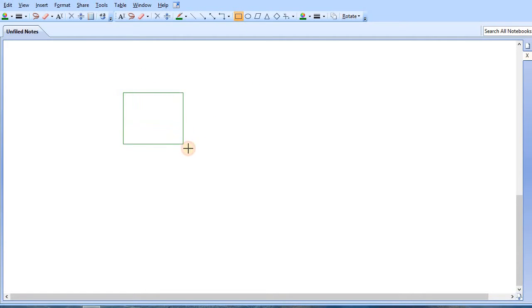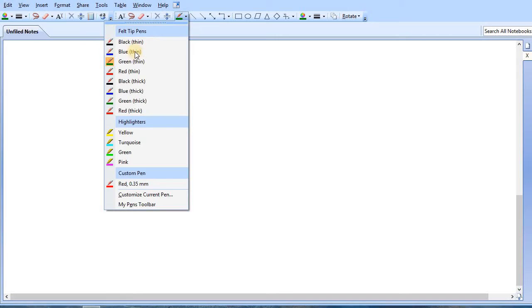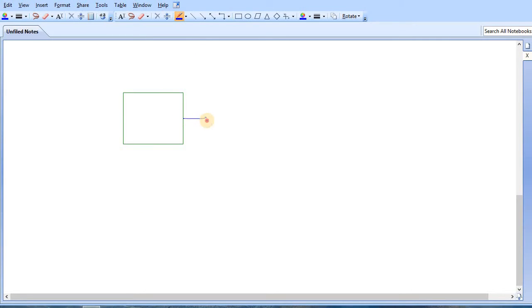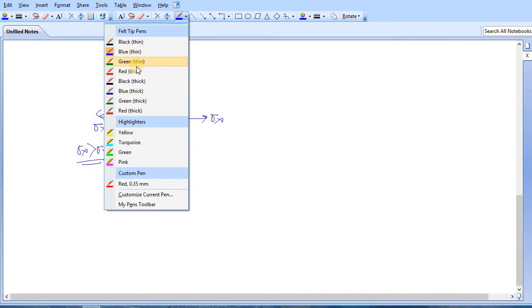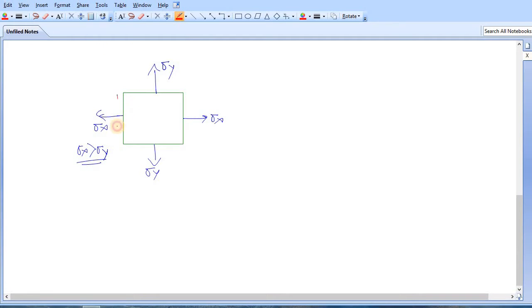This is your body and the stresses are acting like this. This is sigma x, everyone is tensile in nature. This is sigma y, this is sigma y, and sigma x is greater than sigma y. And what is the value of the shear stress? Let's say the shear stress is acting like this here. This one is positive for the x direction, and in the y direction it is negative. Why? Because this is creating anti-clockwise motion, so for the y direction this is negative.